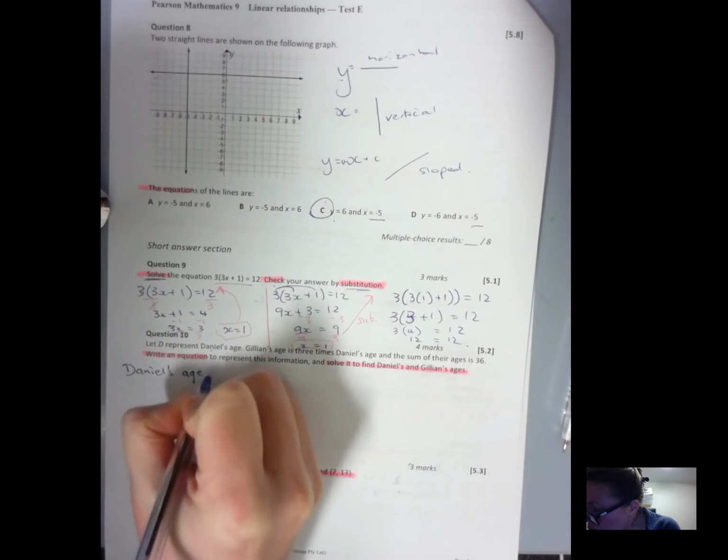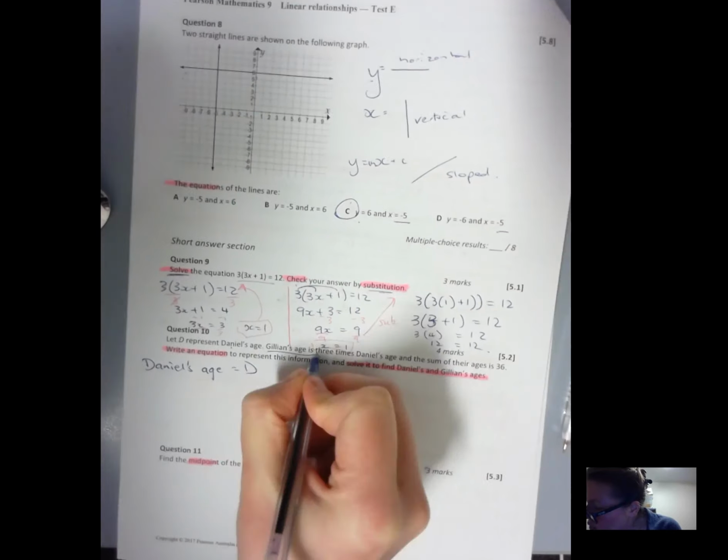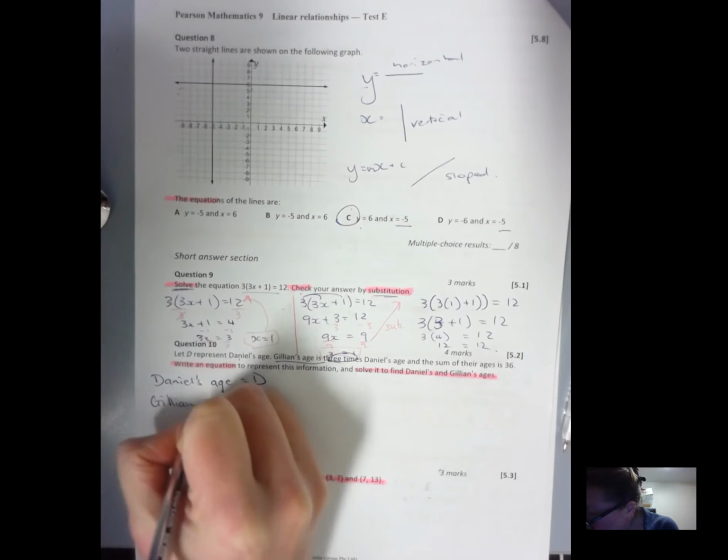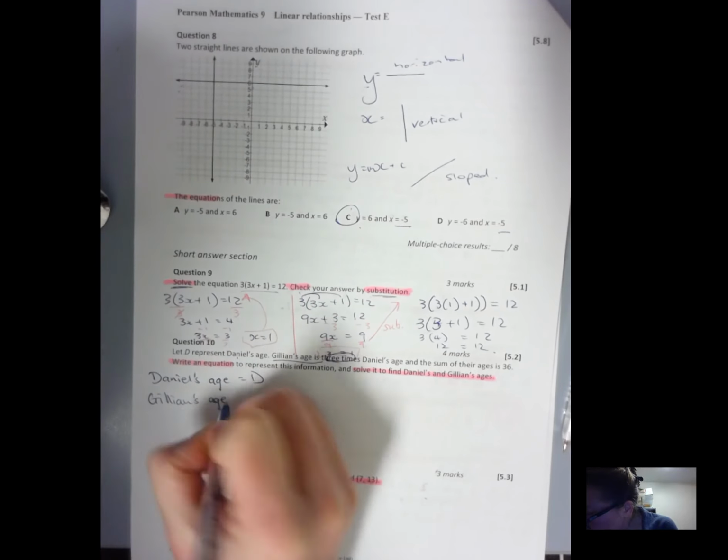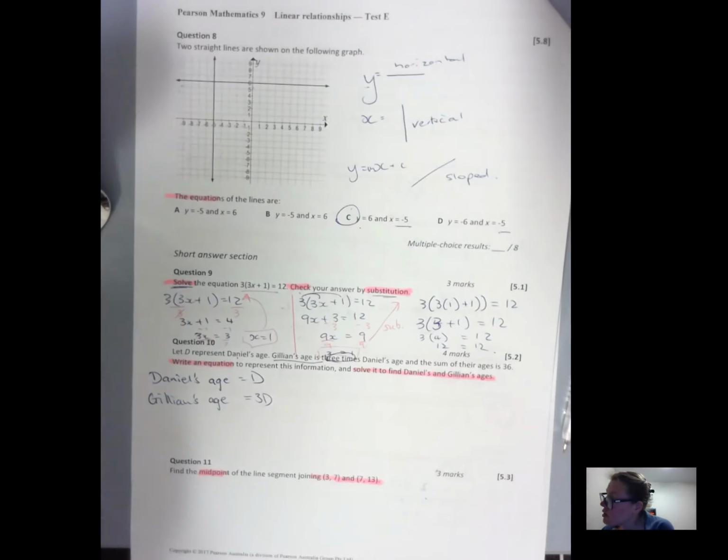Right, let D equal Daniel's age. So I would put Daniel's age as a starting point, equals D. Jillian's age is 3 times. 3 times means we're multiplying. So Jillian is 3 times as old as Daniel, so 3D.